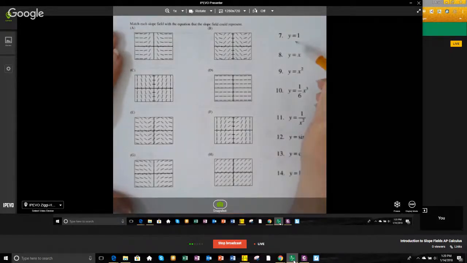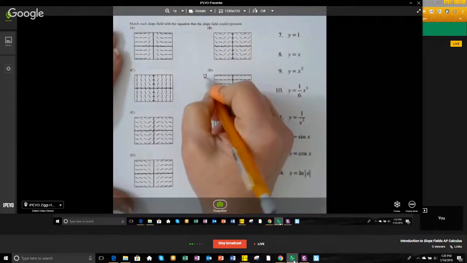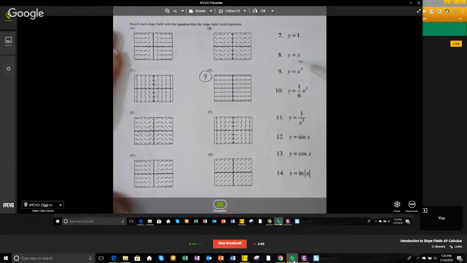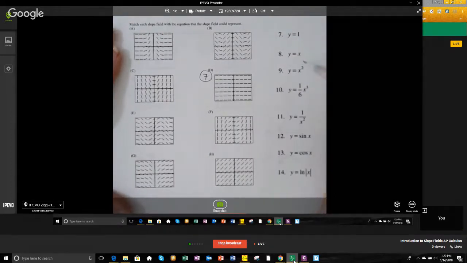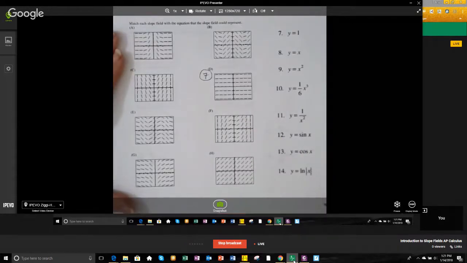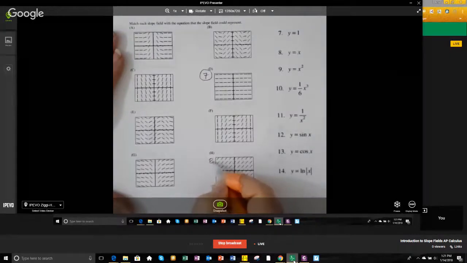The first one is y equals 1. The derivative of y equals 1 is 0. So which slope field represents a slope of 0? Hopefully you can see that 7 goes with D, so we'll put 7 here. Now 8, y equals x. y equals x has a derivative of dy/dx equals 1. So the slope will always be 1. You see a slope field over here where the slope is always 1? Why, the answer is yes, and that one would be H. See how the slopes here are all 1? So that would be 8.